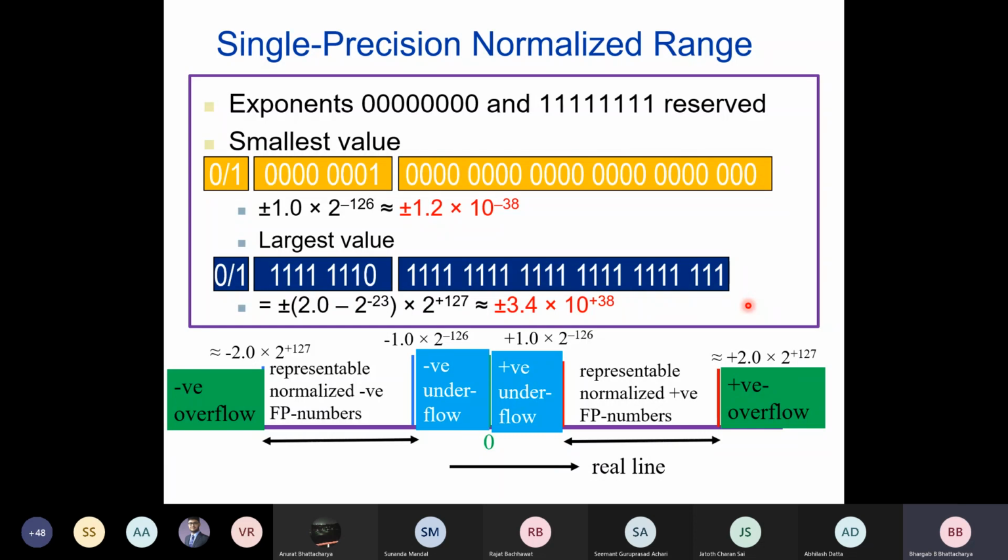And we'll show how you can do that. Okay, so this spectrum is clear, right? You have negative overflow, then the representable numbers. You have negative underflow, positive underflow, representable numbers, and positive overflow.